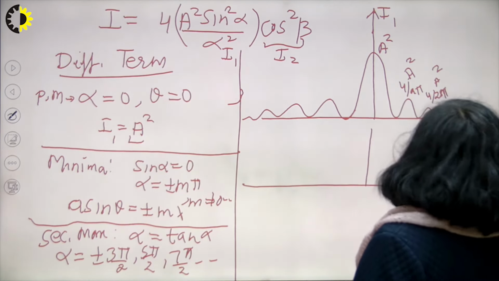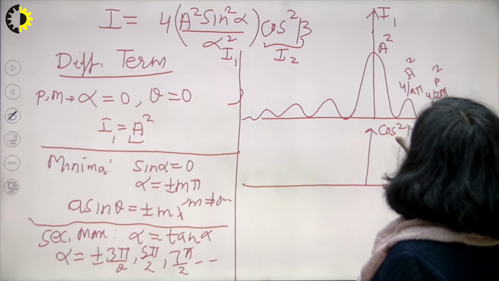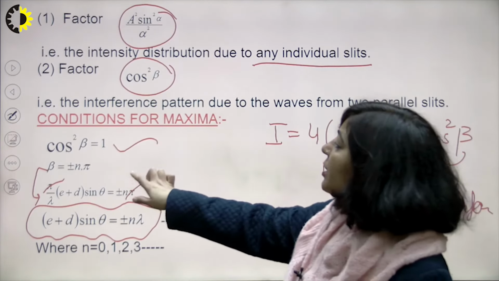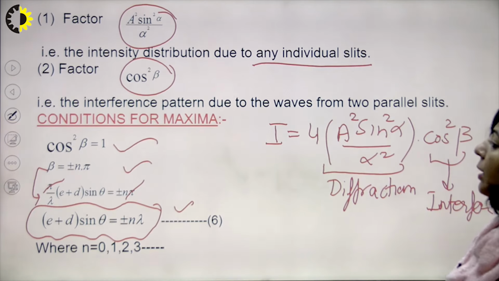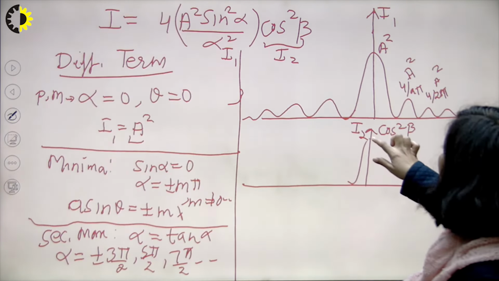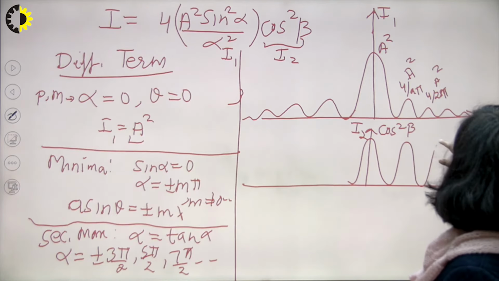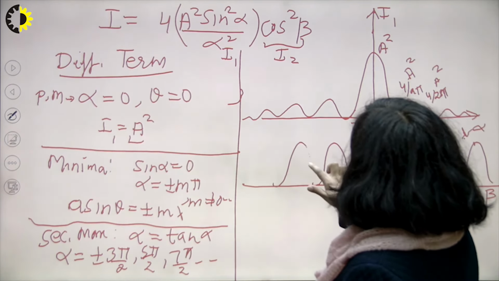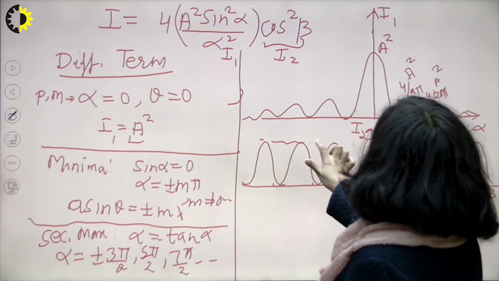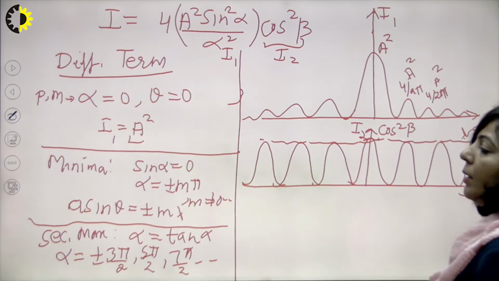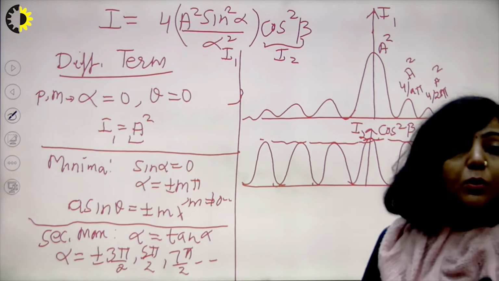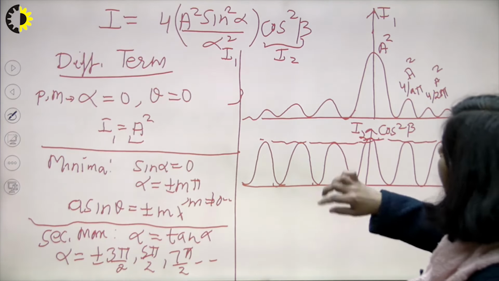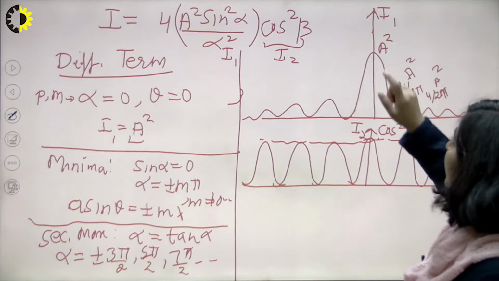And that cos square beta, if I am writing cos square beta, or you can say I2 along this direction and beta along this one, then you know that you are getting maximas for these values plus minus n pi. So your first maxima will be at 0, then next one at pi, next one at 2 pi, next one at 3 pi, and so on. And similarly on the negative direction, at plus minus pi, plus minus 2 pi, and plus minus 3 pi. All the maximas are of same intensity, which is equal to 1. Cos square beta is 1 for all maximas, and for all minimas this cos square beta is equal to 0. So this is a graph between I2 and beta, and this is the graph between I1 and alpha.